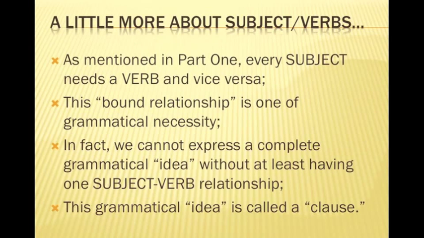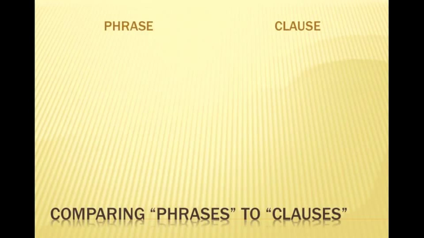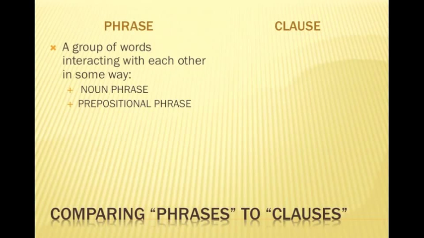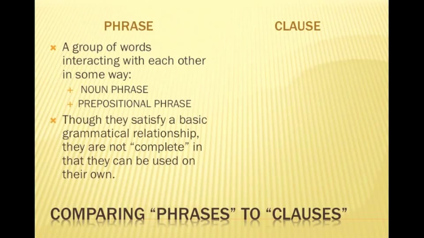Now, in the previous video, we talked about phrases. So, for example, let's compare phrases to clauses, because both seem to involve groups of words. Well, phrases are when words interact with each other in some particular way. So in the previous video, we talked about noun phrases and prepositional phrases. And even though they all fit together with some basic grammatical relationship or reason, they aren't complete in the fact that you can't use them by themselves. So, for example, you couldn't just walk around and say, the brown fox. That's not enough information. We recognize that something's missing if we just give phrases all the time.